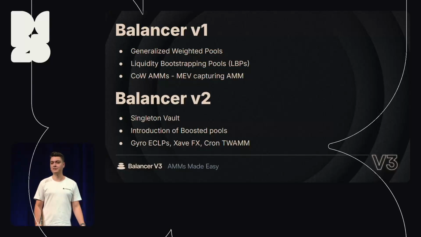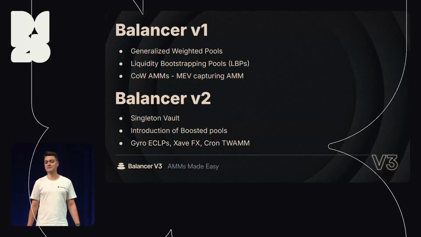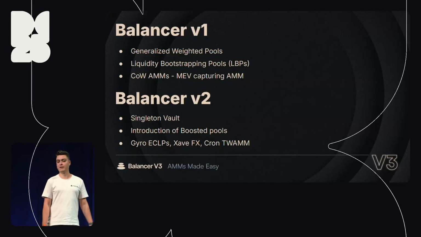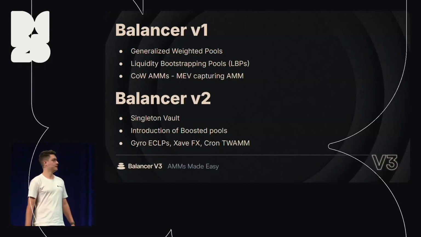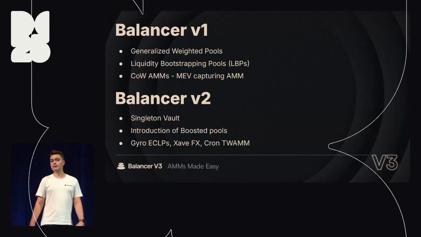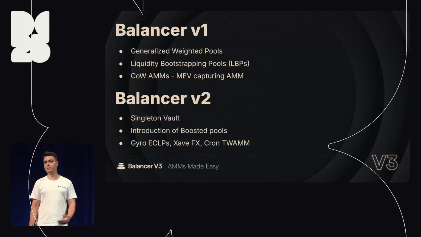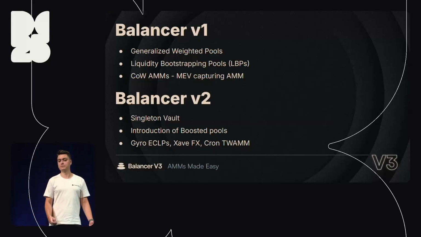So the technology we built back in the day was quite flexible and allowed us to prototype and create this MEV-capturing AMM, which is still live. We then moved to Balancer V2 one year later. We introduced the singleton vault, and Balancer was shifting the narrative from being a product to being a platform, where people could build new AMMs, new products on top of Balancer instead of going somewhere and starting from scratch.